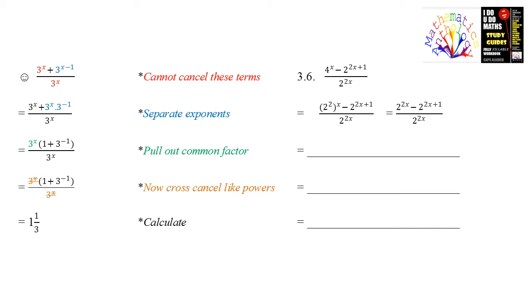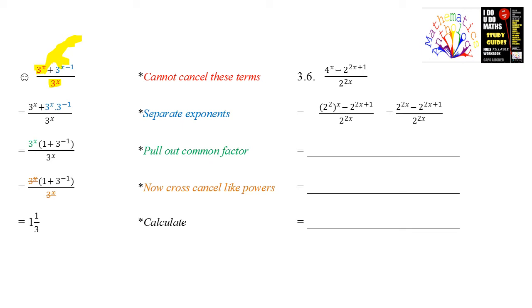Okay, another example, 3 to the power x plus 3 to the power x minus 1 all over 3 to the power x. Now, you need to realize that these two terms here, 3 to the power x in the numerator and this 3 to the power x in the denominator, cannot cancel off. Now, the reason they cannot cancel is because the top here has 2 terms. So because there are 2 terms in the numerator, we cannot cancel anything from the numerator and the denominator as it stands. So what we will need to do is we will need to first separate our exponents.